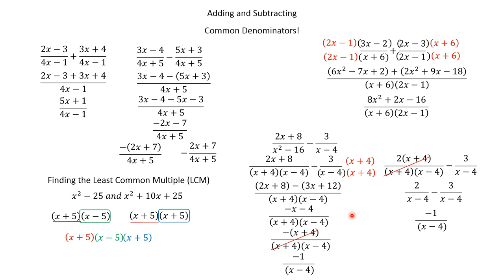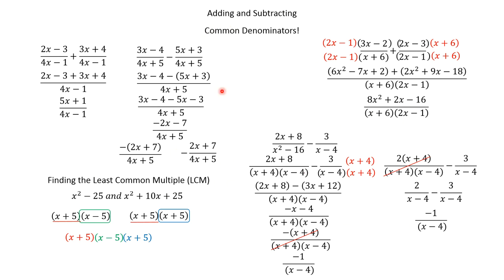So adding and subtracting, we need common denominators. We find them with least common multiples. And then once we have a common denominator, we just add the numerators or subtract the numerators, remembering to distribute the subtraction sign. Being that I've mentioned that several times, what do you think the biggest mistake is in these? Yeah, subtracting or not distributing the subtraction sign. All right, so that's adding and subtracting.